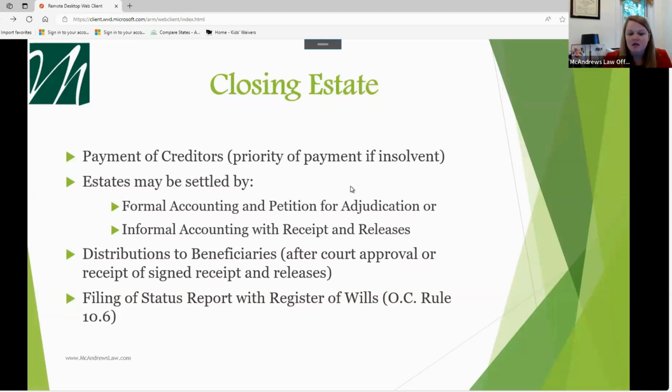So showing here's everything that came in the estate, here's everything that went out of the estate, this is what I'm left with. Your informal accounting is really only accounting for, again, those probate assets, right? So the assets that are passing outside of your probate estate, so joint accounts or beneficiary designated accounts, things like that, they are not necessarily accounted for because they're just going directly to the beneficiaries. And then you have all of the beneficiaries sign off on a receipt and release.